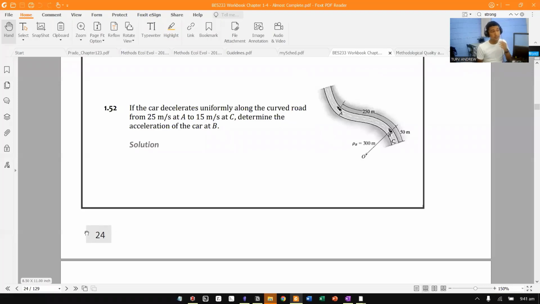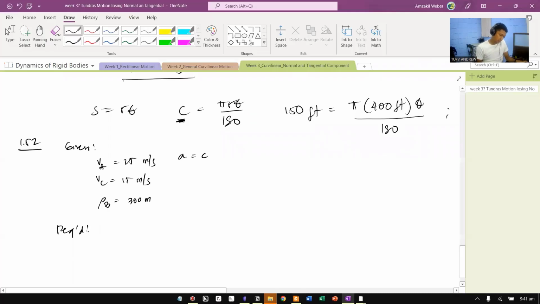Acceleration. Wala siyang specific kung acceleration. Is it normal? Is it tangential? Is it total? We don't know. Acceleration. So, we can do this by first finding out ang acceleration na constant. Correct?